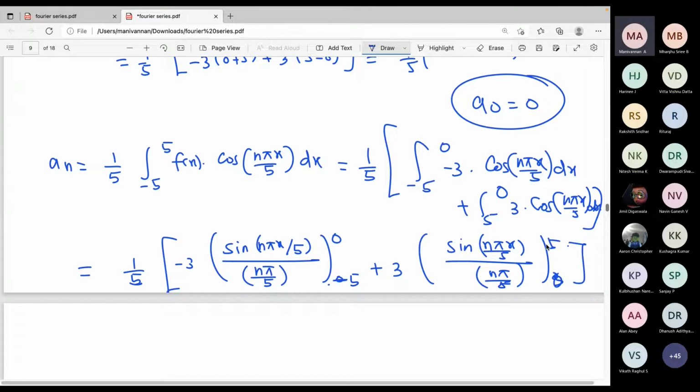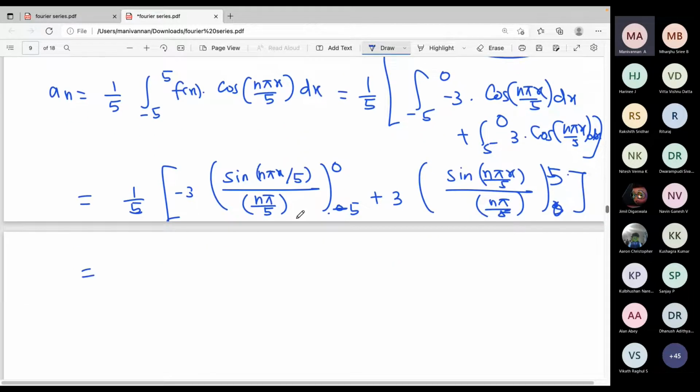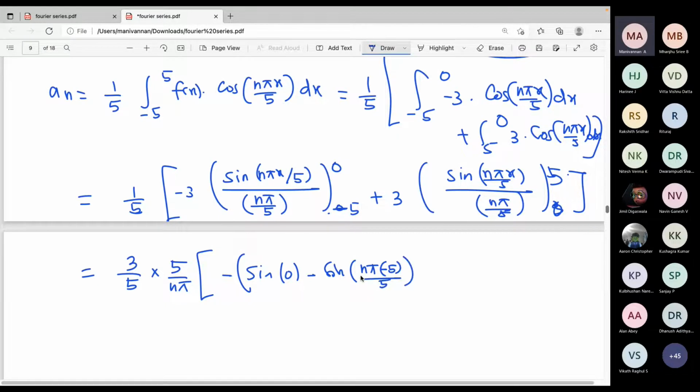Now I will take the 3 out. Overall it is 3 by 5 times minus 5 divided by n pi, and here also 5 divided by n pi, so I take that as a common part. So it is 5 divided by n pi into, minus of this sine 0, sine 0 minus minus sine of n pi, minus pi divided by pi. Is it clear?